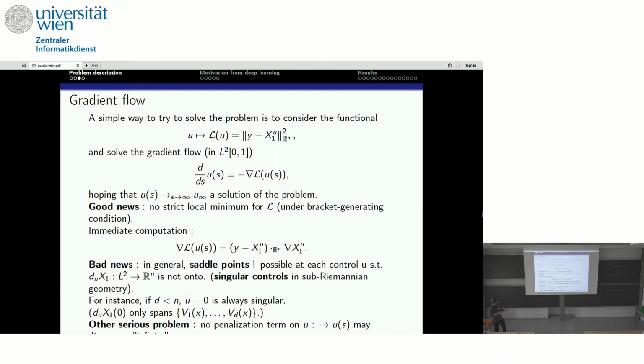However, the next bad things would be saddle points or critical points. Okay, so points where the gradient is zero, but it's not a minimum, and it's not a global minimum. And in fact, the problem is that this exists. It's very easy to see because you do the computation for the gradient of this thing, and just by the chain rule, it's the distance to the target against the gradient of the endpoint map, which, given the control, gives you the endpoint.